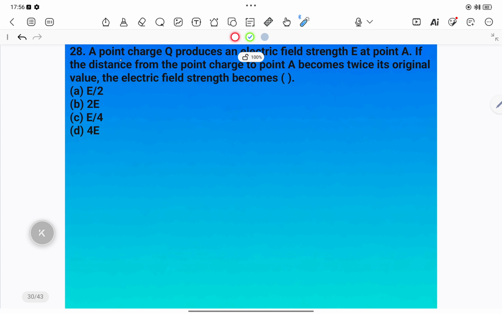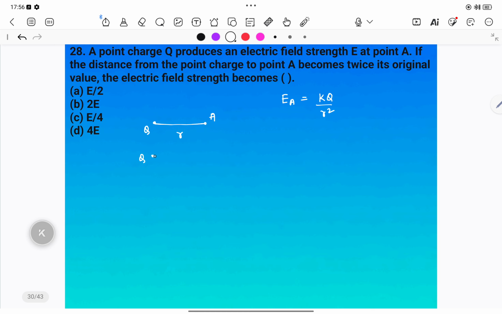Question number 28. A point charge Q produces electric field E at point A. If the distance from the point charge to point A becomes twice its original value, the electric field strength becomes. Here, suppose this is the charge Q, which is producing electric field at point A. So, electric field at point A will be equal to kq by r square. Suppose the distance is r.